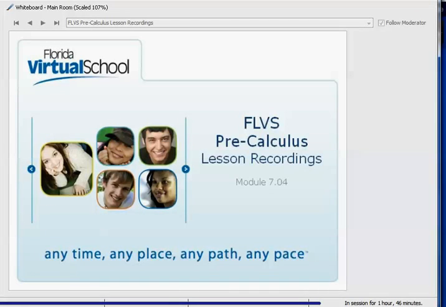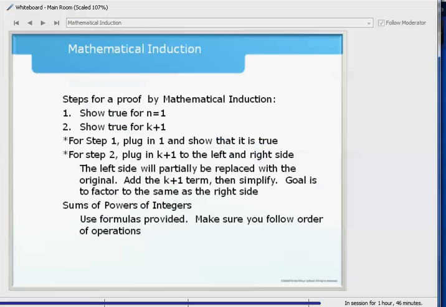I will be going over Section 7.4, which is mathematical induction. For mathematical induction, we have a couple of steps that we need to do. The first thing is we have to show that it's true for the first value, or for n equals 1. The second step, we are going to show that it's true for k plus 1. And in this step, we have kind of a sub-step between those where we're going to assume that it's true for n equals k. And then we show that it's true for k plus 1.